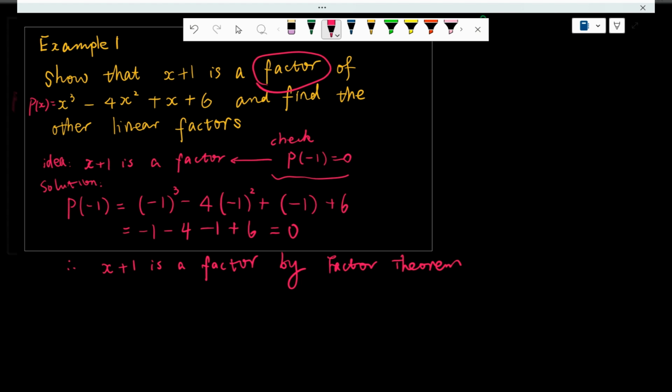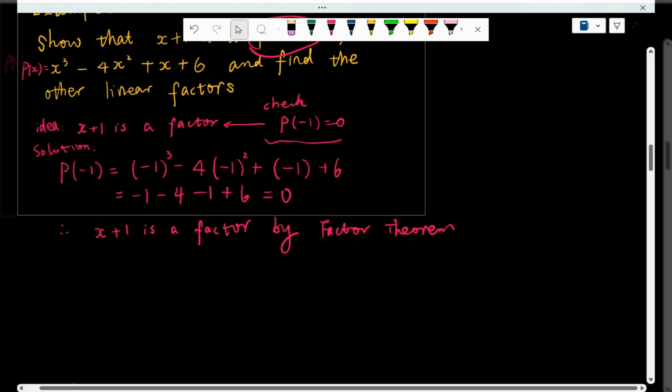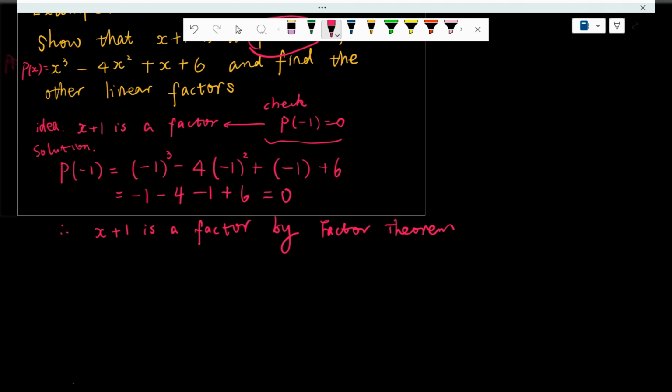Now, once we have got one factor of p of x, how can we find the other factors? For the second step, we are going to use long division. So now p of x is x cubed minus 4x squared plus x plus 6, divided by x plus 1. Then we are going to use our steps, DMS.